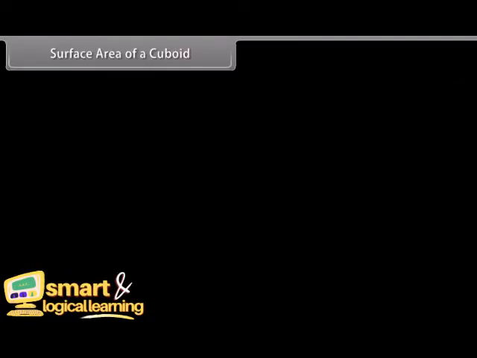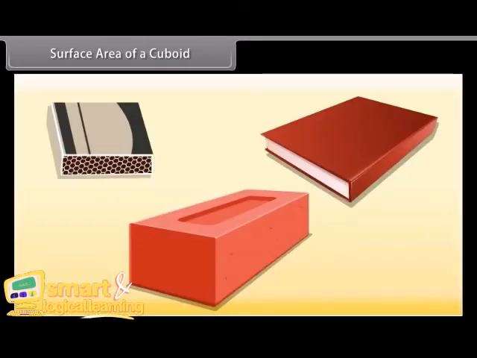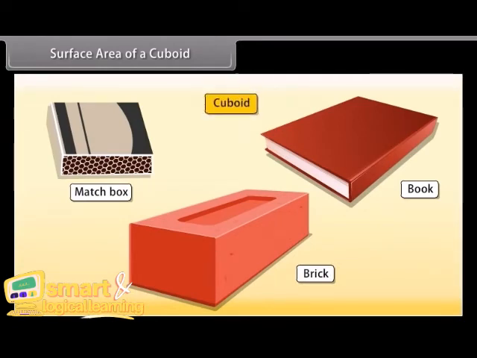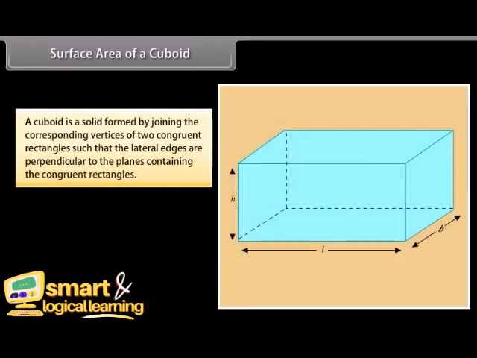Surface area of a cuboid. Students, look at these things. A book, a matchbox, a brick. All these are examples of a cuboid. A cuboid is a solid formed by joining the corresponding vertices of two congruent rectangles such that the lateral edges are perpendicular to the planes containing the congruent rectangles.